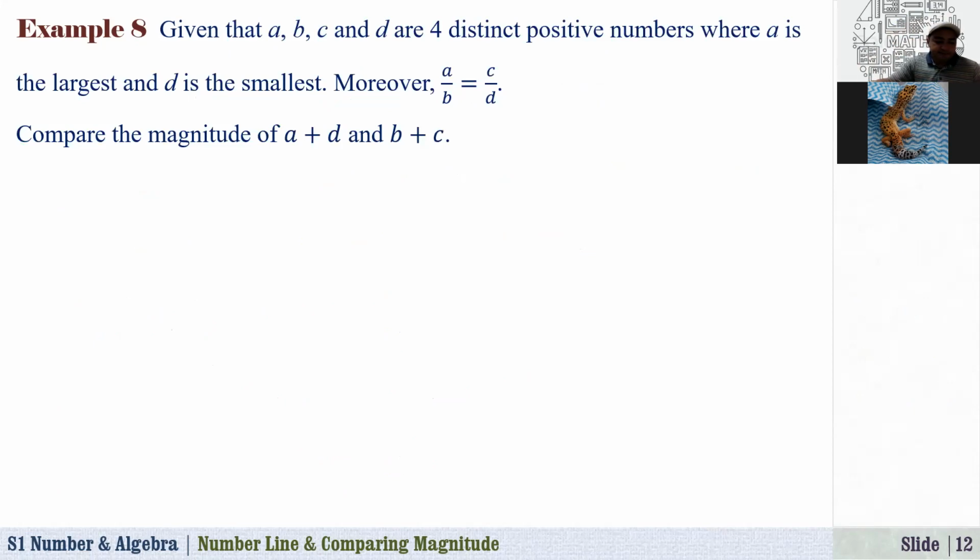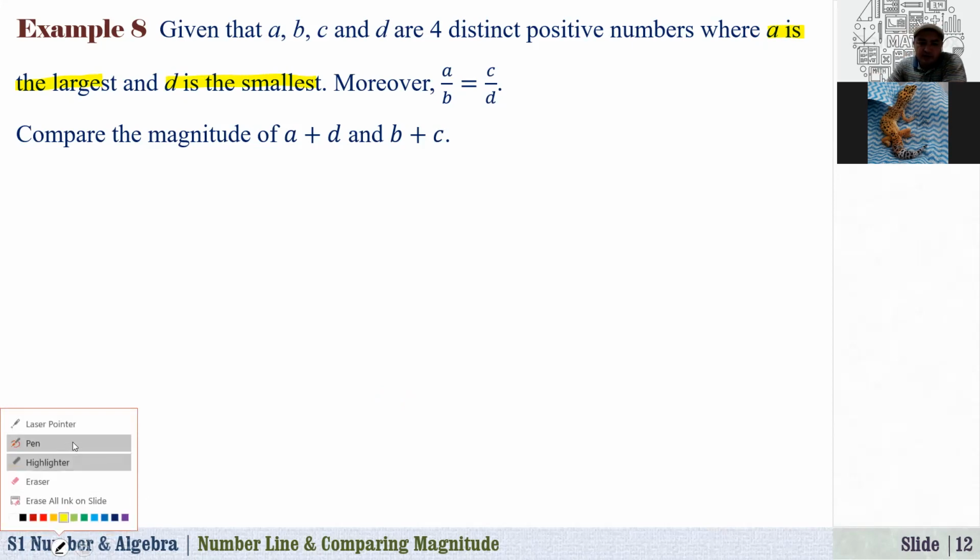All right. Another example, given that A, B, C, and D are four distinct positive numbers. So distinct means different. None of them are equal to each other. And positive numbers may mean that they are real numbers, any numbers on the number line, where A is the largest and D is the smallest. It says that A is the largest, and D is the smallest. And B and C, we don't know.